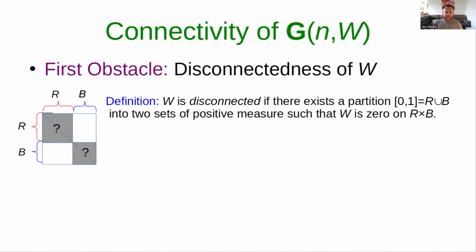You say that a graphon is disconnected if the unit interval on which the graphon lives can be partitioned into two sets of positive measure, let's call them R and B, like red and blue, with the property that the graphon is zero almost everywhere on their cross section. Okay, and now I claim that if the graphon is disconnected in this sense, so that's a graphon definition of disconnectedness, then G(n, W) will be disconnected asymptotically almost surely.